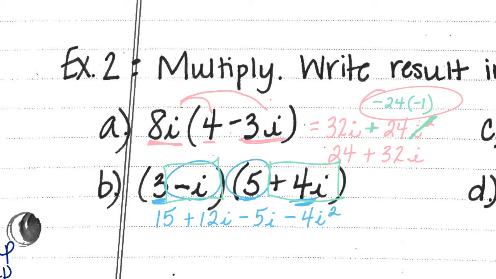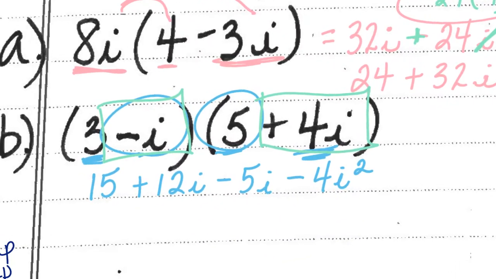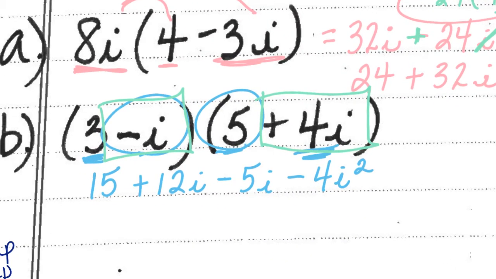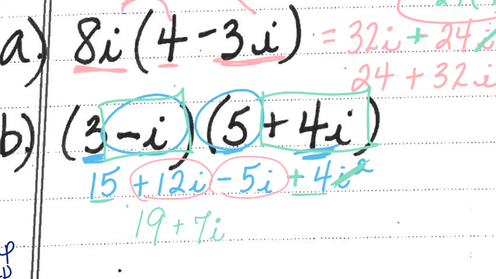So there's a couple of things we could do here. The first thing that we're going to do is cancel out this i squared. Remember, that changes this sign. So really this is just saying 15 plus 4, which is 19. And then I have a 12i and a -5i where we add like terms, and that's going to give us plus 7i.